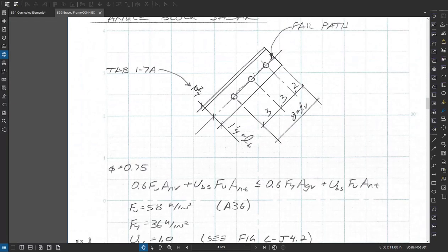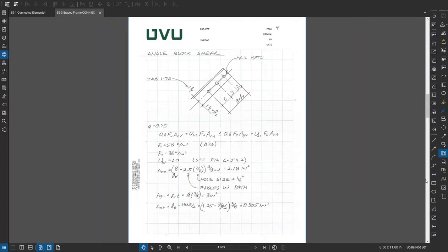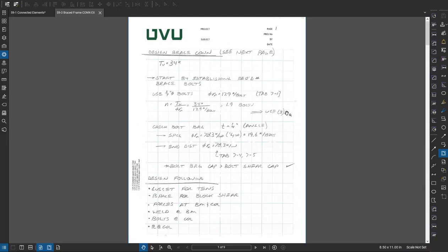This number here comes from the steel manual. It's the standard gauge on an angle. And on the next page, I calculate those two shear rupture, shear yield terms, and the tension rupture term, and run those numbers together: 83 kips or so, phi factor, 62 kips, greater than the 34 kips of tension. You'll notice I don't like to rewrite the force. That way, if things change, I can just in one place be calling out the force to compare everything to.